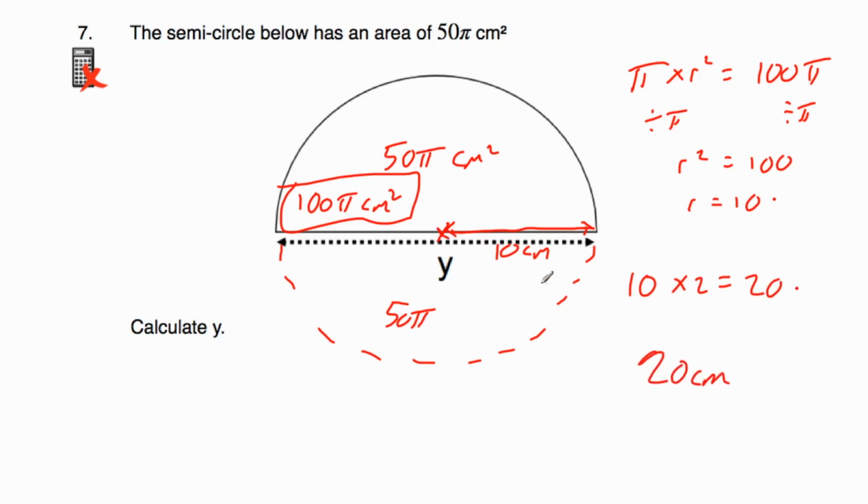And that's it. So to find y, what we did was we took the area of the semicircle, we doubled it to get the area of the whole circle, which was 100 pi. We knew that the area for the whole circle was pi r squared, so that means that if we square the radius, we get 100. So the radius would have to be 10, and 10 times 2 would be equal to 20. So the whole way across from here to here would be 10 plus 10, which is equal to 20 centimeters. And that's it.